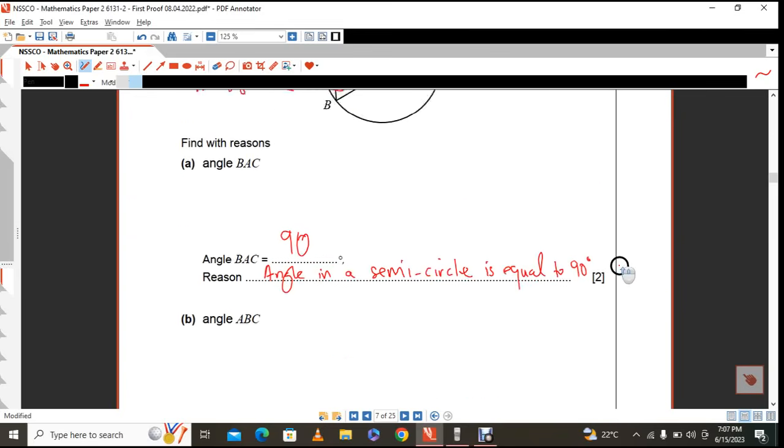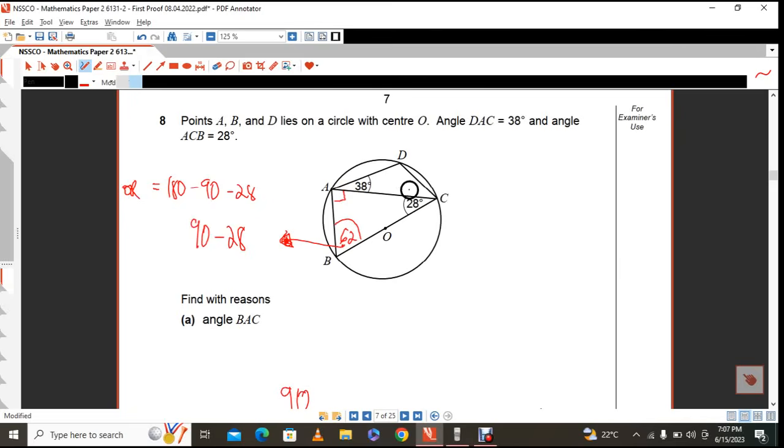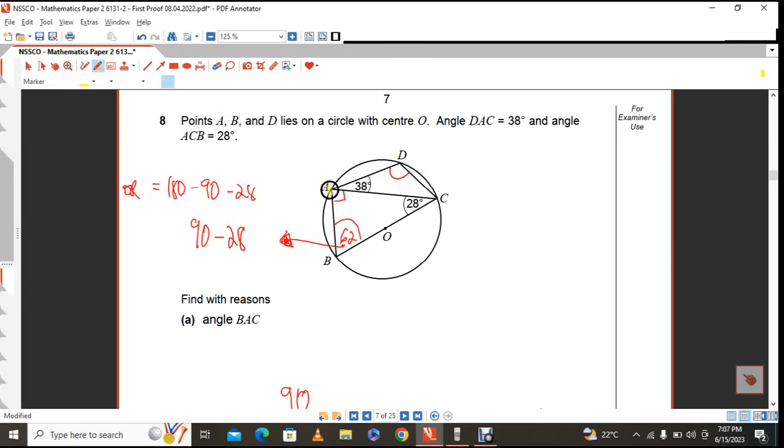ADC, they want us to find ADC. So it is that one over there. Here's something that you need to know. These points A, B, C, and D are all on the circumference, and there are four points on the circumference. So that becomes what we call a cyclic quadrilateral. A cyclic quadrilateral is a quadrilateral that touches the circumference in four points, okay? The opposite angles of a cyclic quadrilateral must add up to 180.